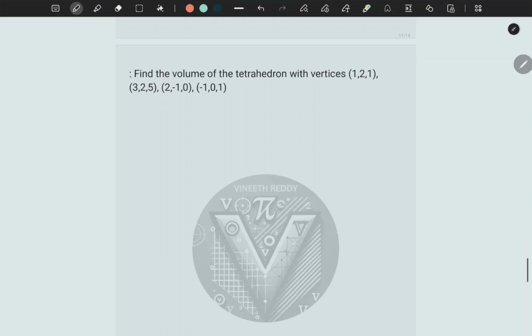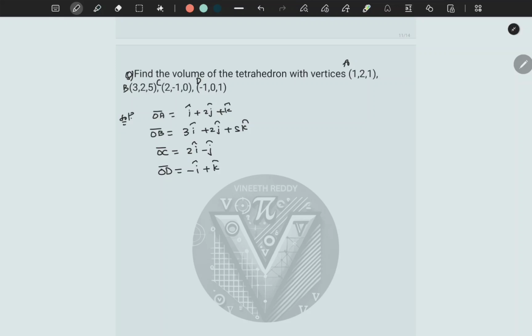Now let us go to the next question. Next question, he says find the volume of the tetrahedron with vertices. Let us say this is A, this is B, this is C, this is D. So we will be writing OA vector as I cap plus 2J cap plus K cap, OB vector as 3I cap plus 2J cap plus 5K cap, and OC vector as 2I cap minus J cap, and OD vector as minus I cap plus K cap, right?